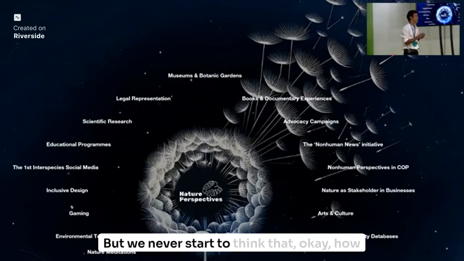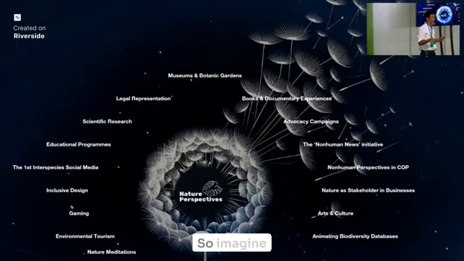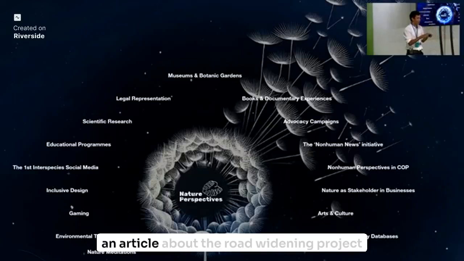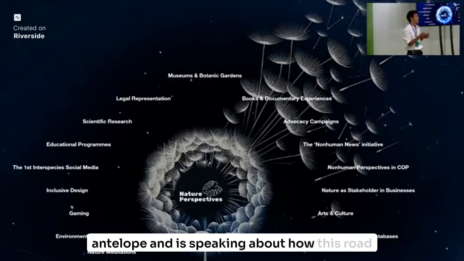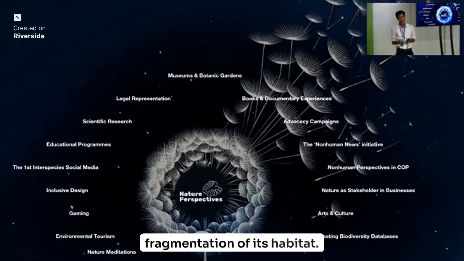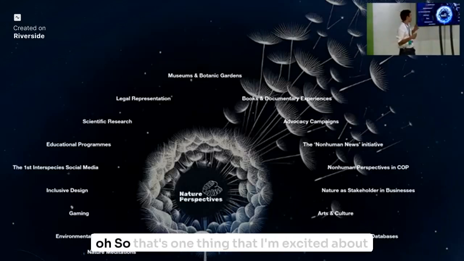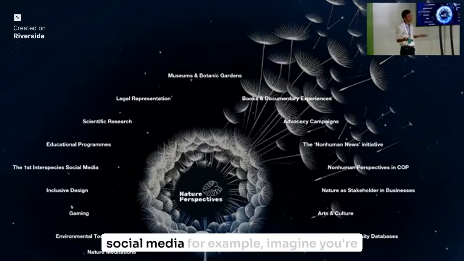But we never start to think that, okay, how is it affecting the antelopes in that region? So imagine an article about the road widening project, not written by a human, but written by an antelope. And it's speaking about how this road widening project is going to affect its migratory patterns, or its movement and its habitat and fragmentation of its habitat. So that's one thing that I'm excited about, and the possibilities are endless. We want to situate the first interspecies social media, for example.